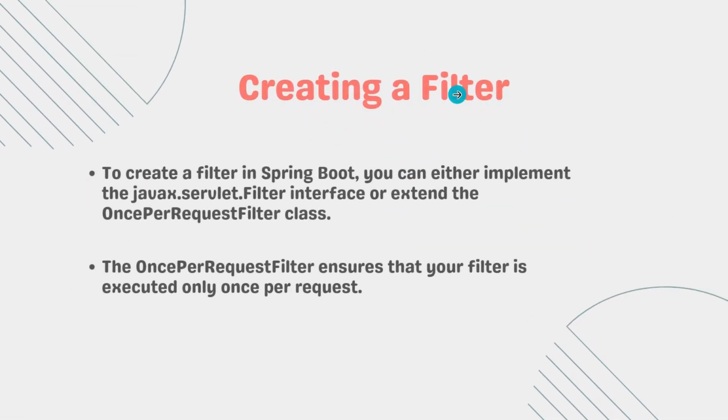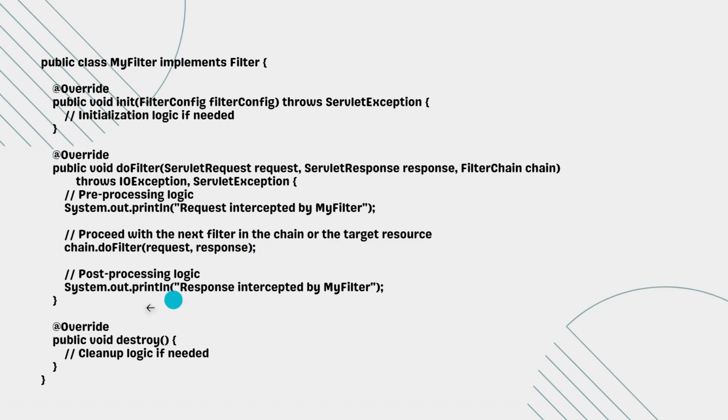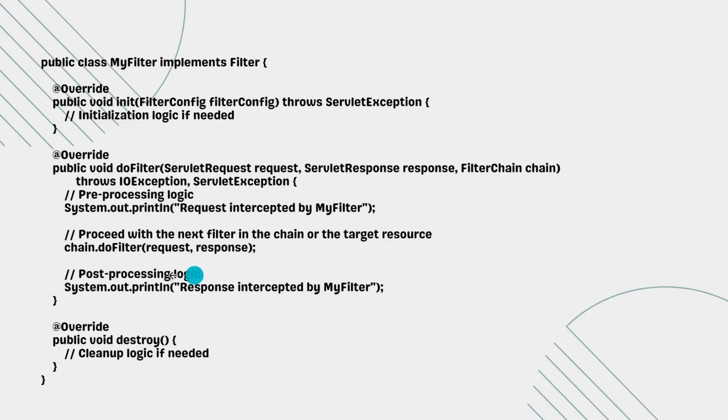Now let's see how to create filters. Filter is a part of the javax.servlet API, and the filter is an interface, so we can use the Filter interface to create our own filter. This Filter interface has three methods: init, destroy and doFilter. But we mostly concentrate on doFilter because we write our own logic inside doFilter only. For init and destroy we are not mentioning anything. Our logic should be there in the doFilter only.